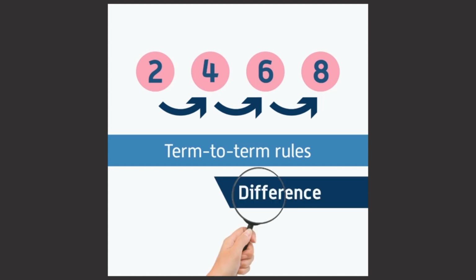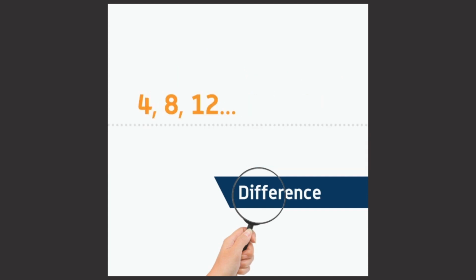Let's try an example. The first three numbers in a pattern are 4, 8 and 12. Let's look at the difference between the first term, 4, and the second term, 8. We need to add 4 to move from term 1 to term 2. To move from the second term, 8, to the third term, 12, we also add 4.